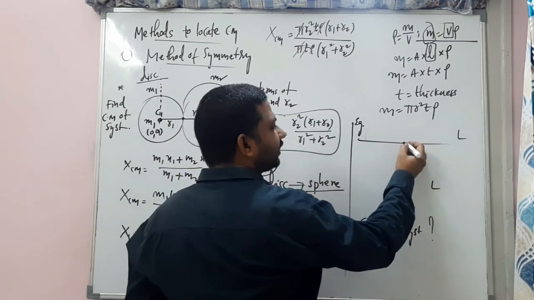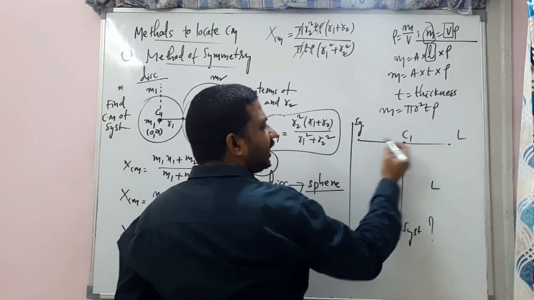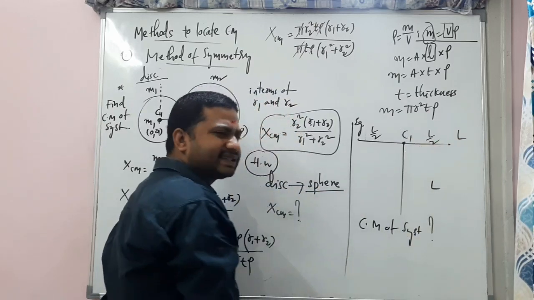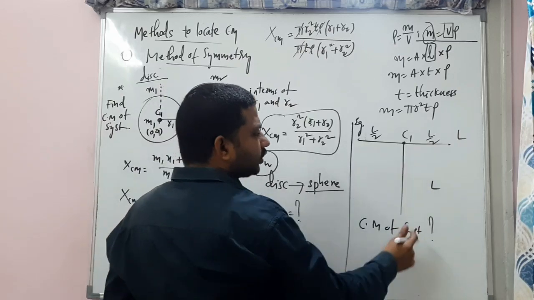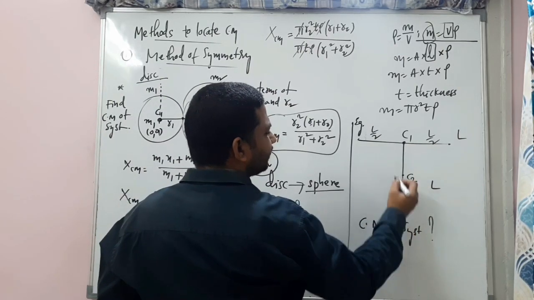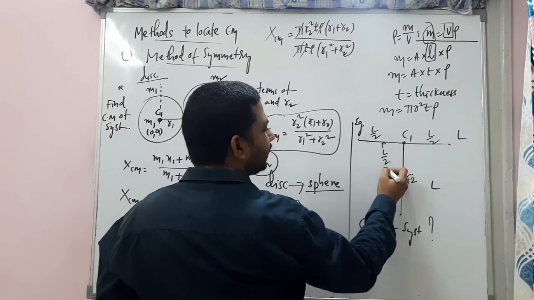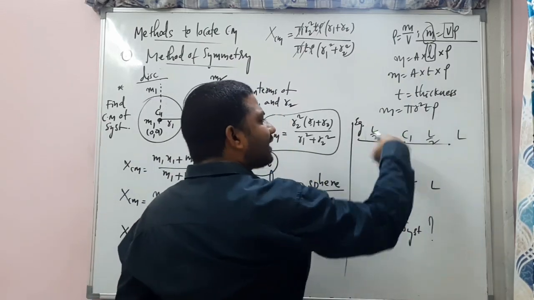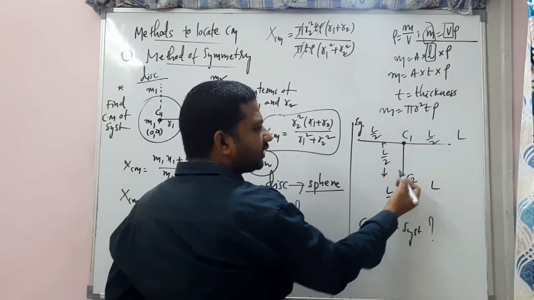The first body center of mass will lie here. Total rod length L, so this is L by 2 and this is L by 2. Exactly at half only the center of mass lies, right? If it is a uniform rod. Same, this is also a uniform rod. It will also have the center of mass at this point. That means this is L by 2 and this is also L by 2. Here to here it is L by 2. So the total mass of the first rod is concentrated here. Total mass of the second rod is concentrated here.